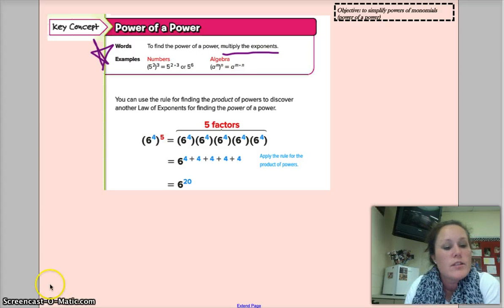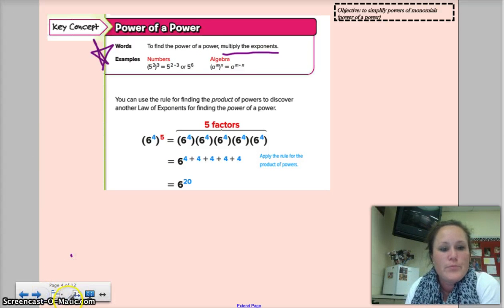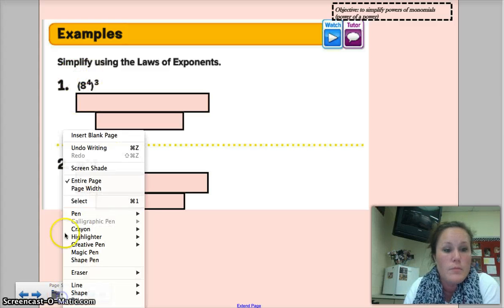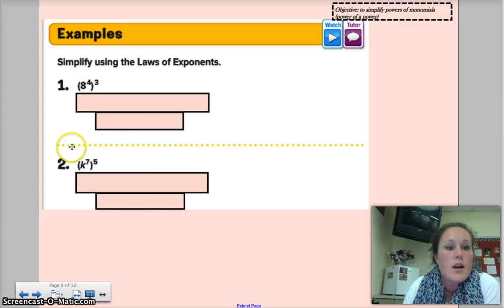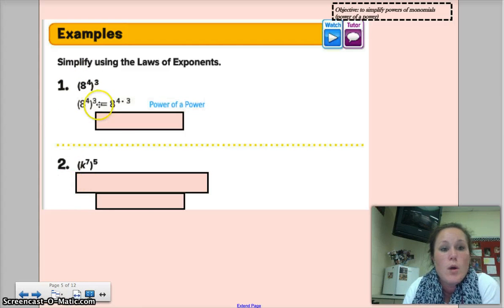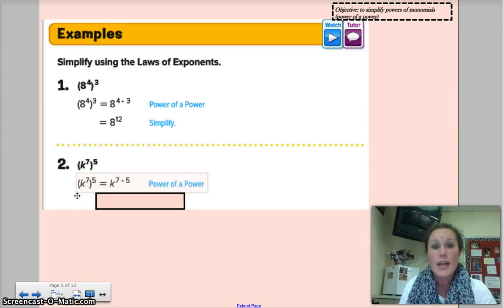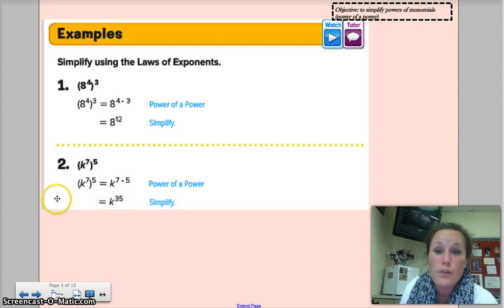All right, so let's move on to the next example. Okay, simplify using the laws of exponents. Okay, so 8 to the 4th to the 3rd power. Let me pull out my selector. All right, so I'm going to multiply the powers together, end up with 12. K to the 7th to the 5th power. That means I would have 5 k to the 7s. So I can take 7 times 5. k to the 35th power.